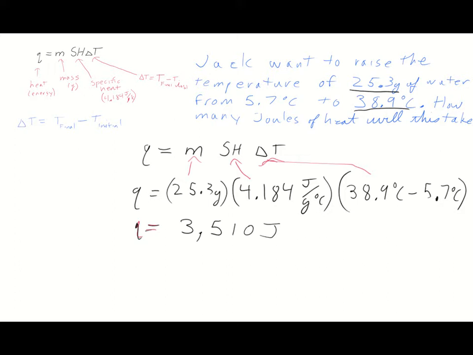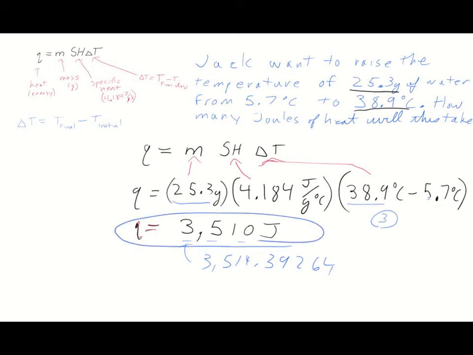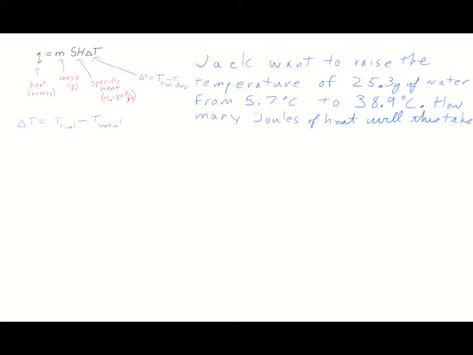Just so you know, the calculator line is 3,514.39264, but we've got 3 sig figs there, 3 there. When you subtract 5.7 from 38.9, you still have 3 sig figs left, so we're going to have 3 sig figs in our answer. So that's why I wrote it that way. But your calculator will actually give you 3,514 point however many joules. Alrighty. That's it. Chemistry's easy.